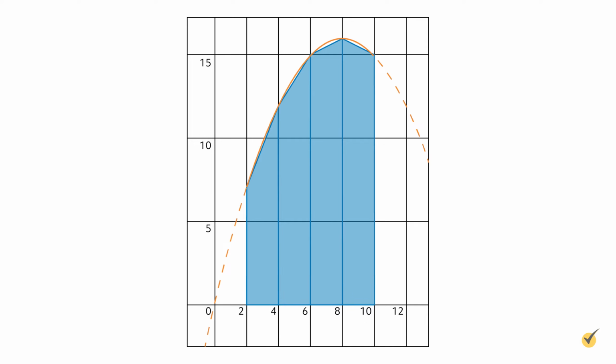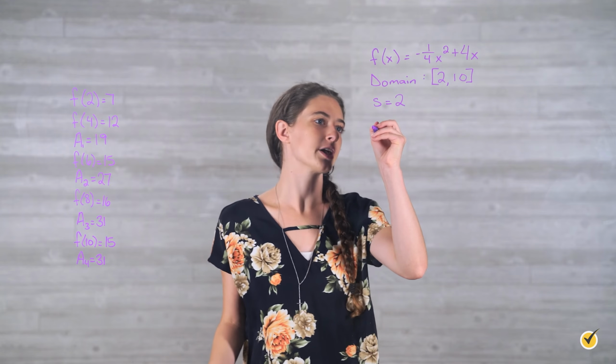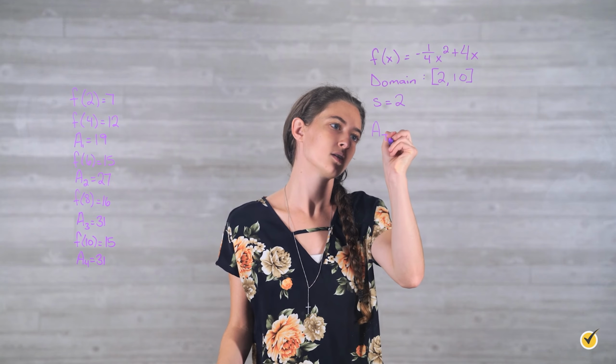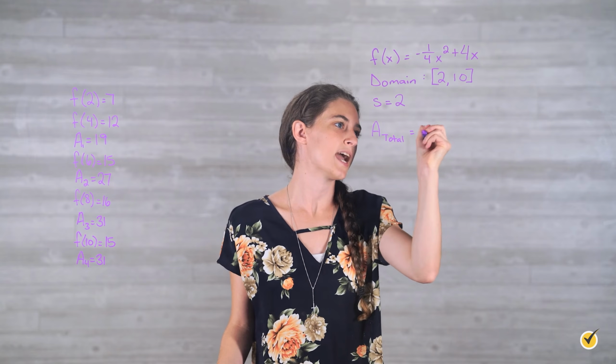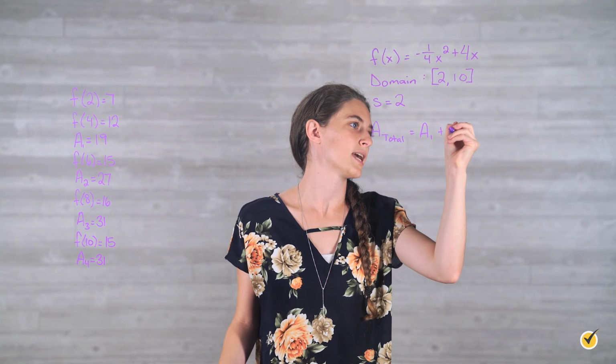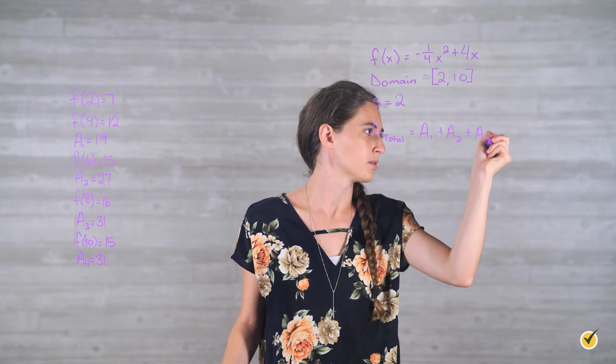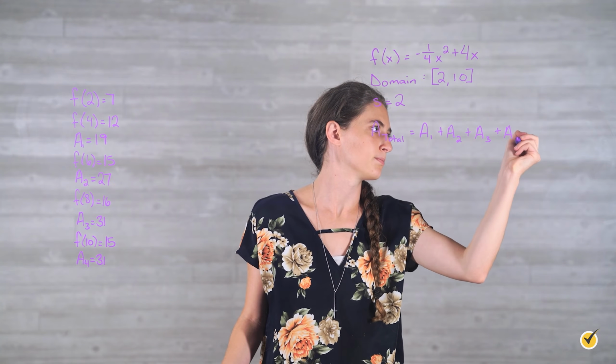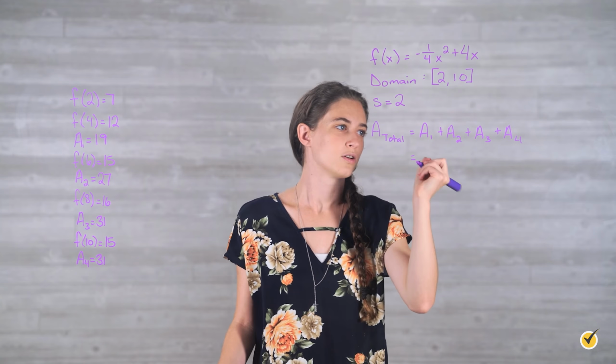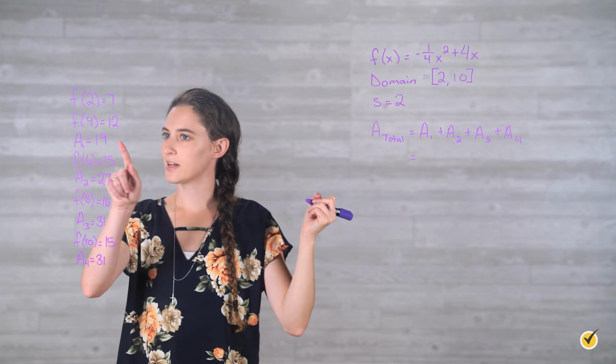Our trapezoids for this example look like this. Our estimate of the area beneath the curve from x equals 2 to x equals 10 using 4 partitions is then equal to the sum of these 4 areas. So our total area is equal to a sub 1 plus a sub 2 plus a sub 3 plus a sub 4. So let's look at all these values and add them together.